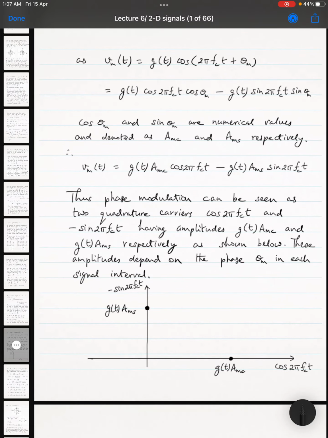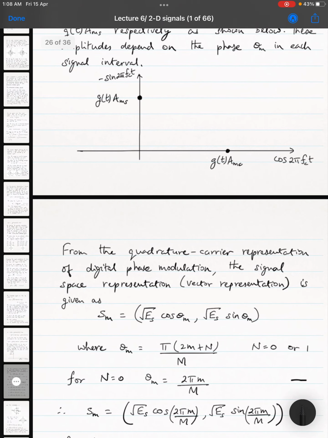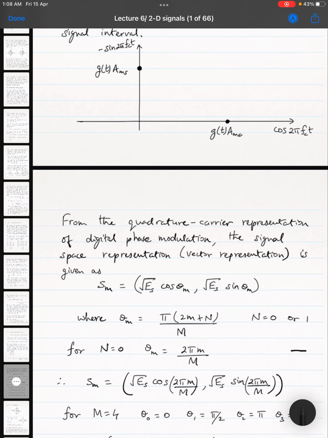Now, since we started off with all the baseband signals having equal energy, the corresponding bandpass signals also will have equal energy. But this notation is telling us that the cosine component has a certain amplitude where g of t is multiplied with AMC. So corresponding to V1 of t, it will be A1C, corresponding to V2 of t, it will be A2C, and so on. Similarly, corresponding to V1 and V2 and so on, it will be A1S, A2S, and so on, that multiplies the sine component. So if you want the geometric representation of this signal in the two-dimensional space, we can have the representation based on the quadrature carrier notation for the PSK waveform.